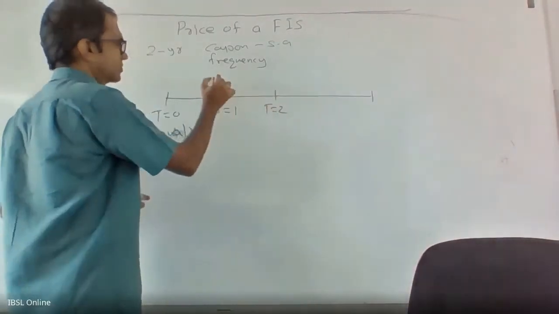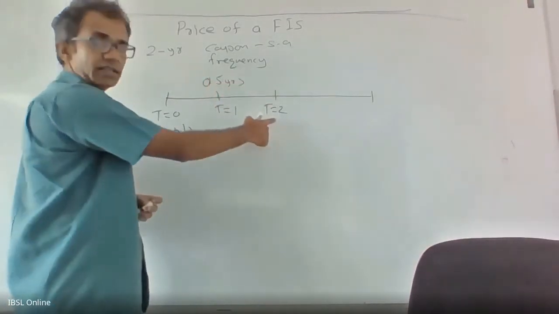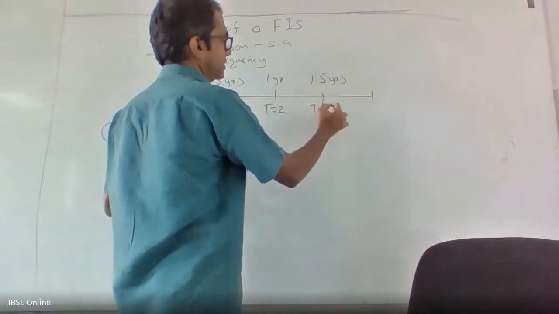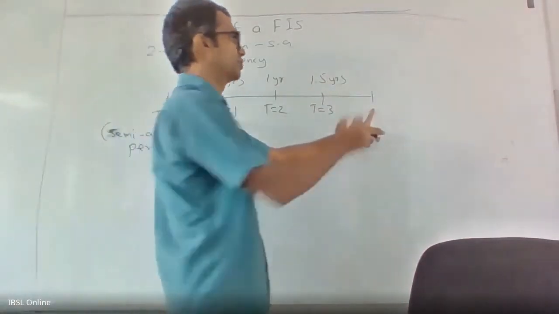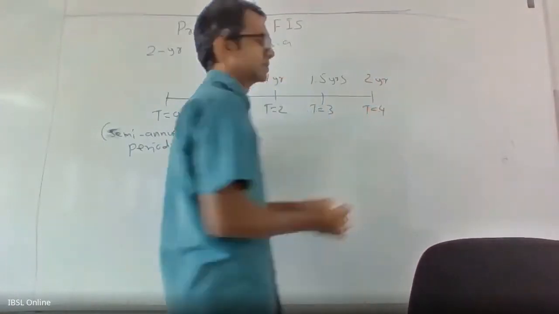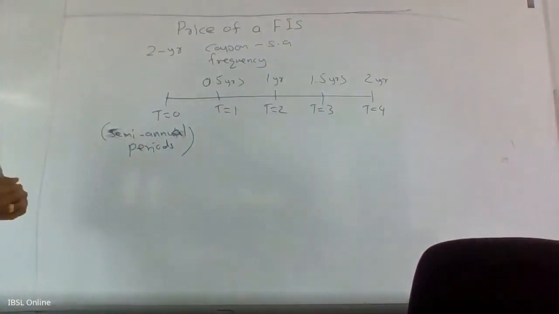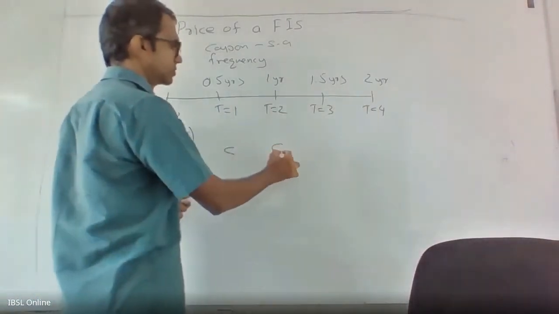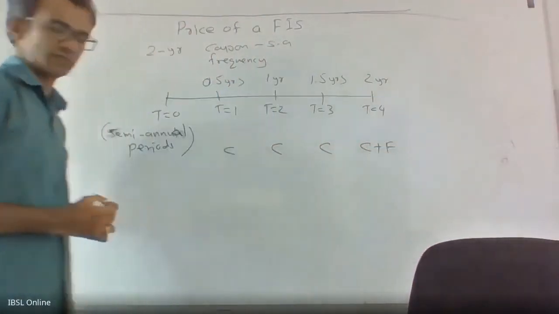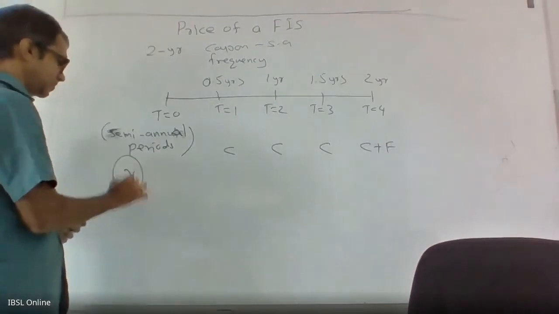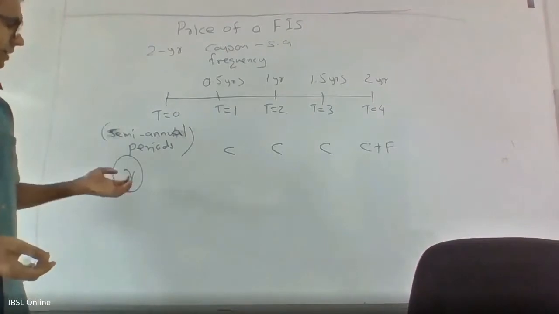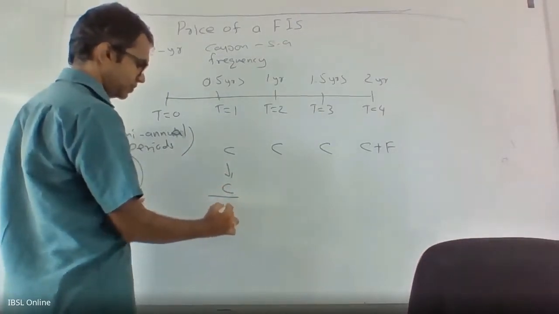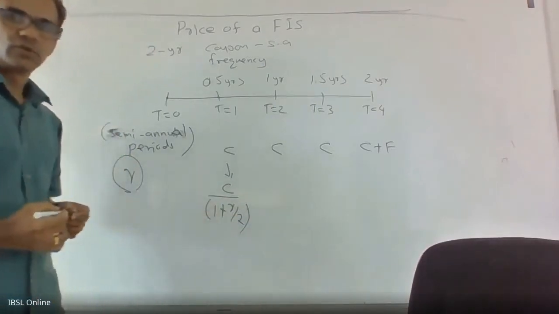And t equals 1 is 0.5 years. When we say t equals 2, this is 1 year, then 1.5 years is the third period, and the fourth period is 2 years, t equals 4. Here there are 4 cash flows: coupon, coupon, coupon, coupon plus face value. Now what do you do? The R, still the required rate of return, is quoted in annual terms. Now to calculate the present value, instead of R, we use R divided by 2.